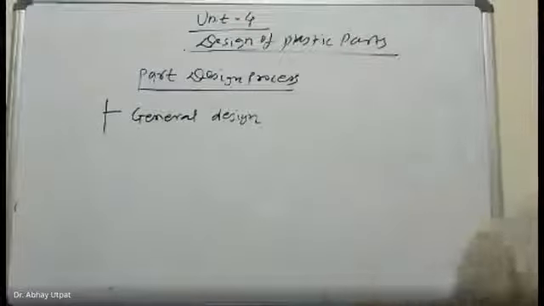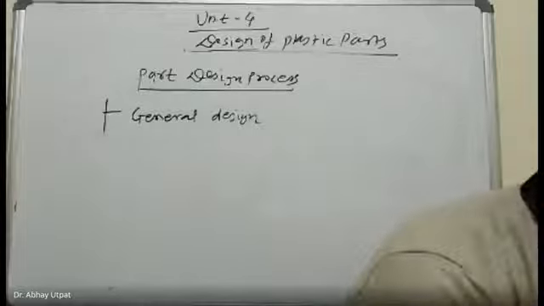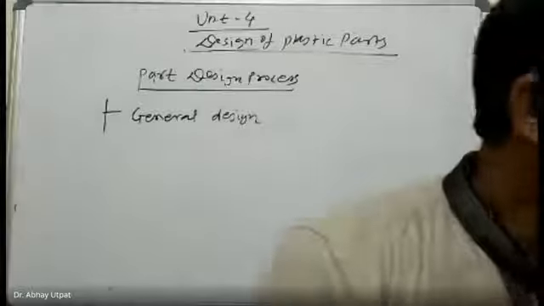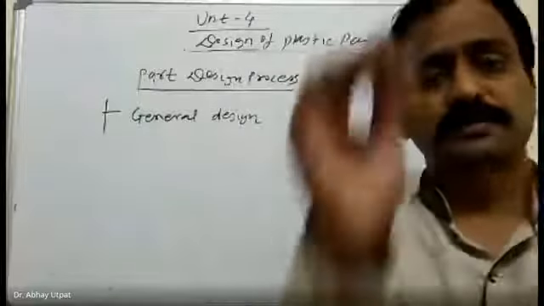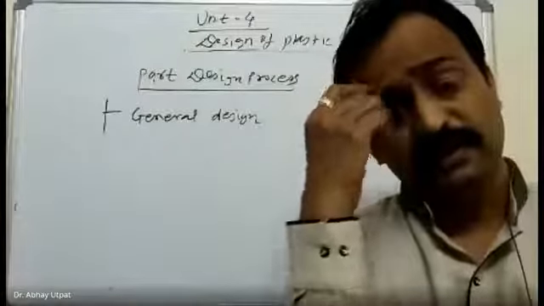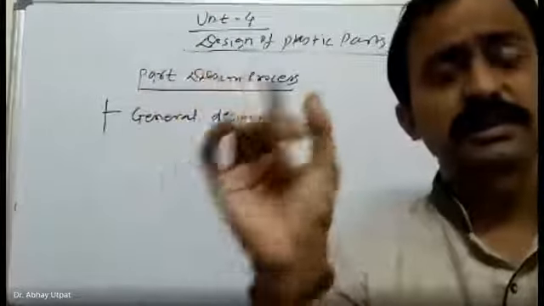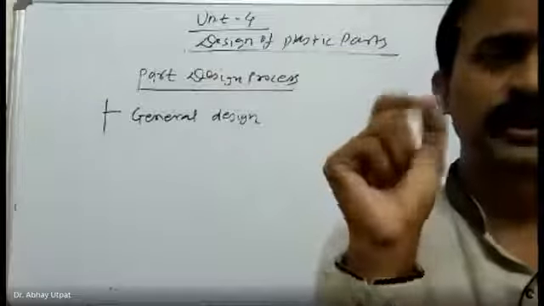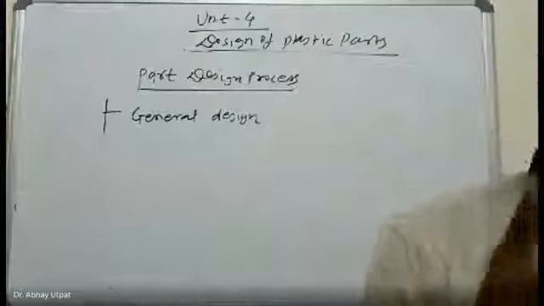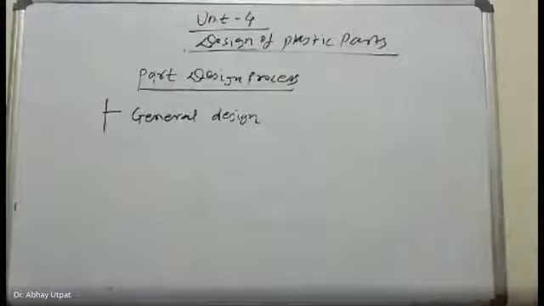Now, friends, if you consider any plastic component, what are the general aspects? There are different requirements. In general design, this is a completely theoretical part. Please understand the concept. Understanding the concept is important so that you can write short notes in your own language. So, what are the main requirements, the main contents of the general design?